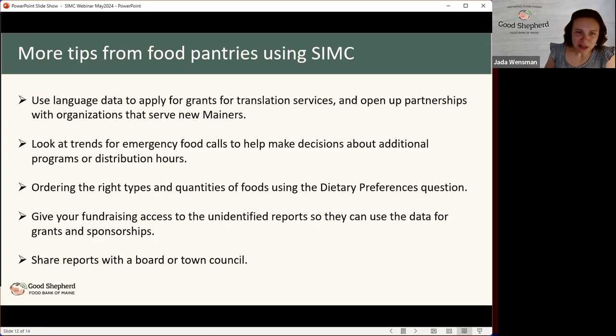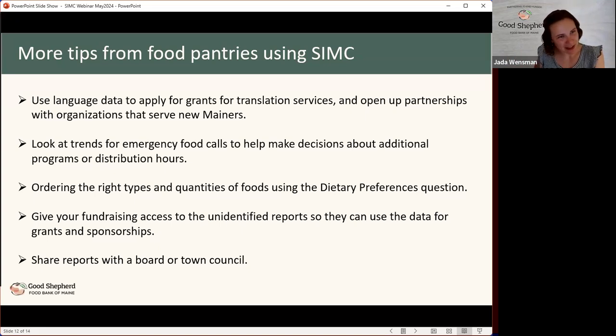Next, give your fundraising team access to the unidentified reports so they can use the data for grants and sponsorships. So this came from a pantry that's a little bit larger. They have a separate grants team that works on some of their reports and fundraising. And so they don't need access to the intake part of SIMC, but they do want some of those reports to be able to pull them out and use them in different grants and reports to say, here's all the good work that we're doing, here's our need, and to really identify that and then also help someone else to visualize that.